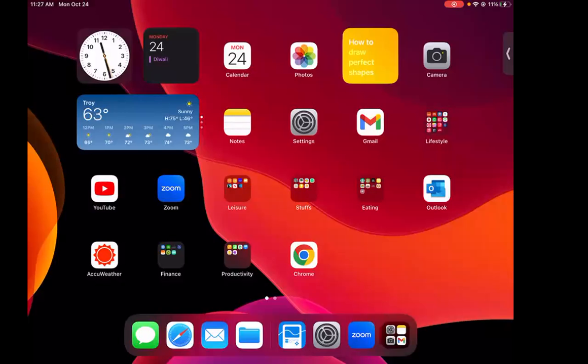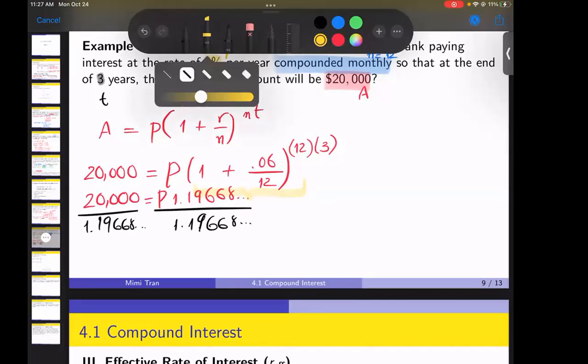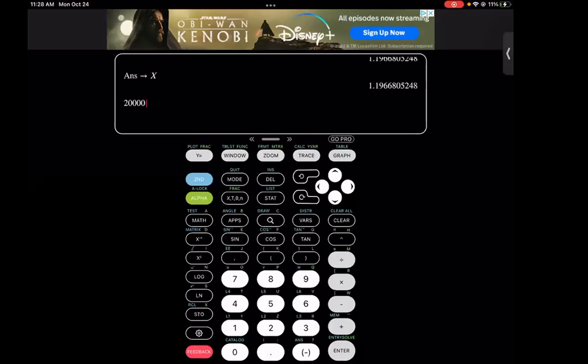I'll just write down here, 20,000 equals 1.19668 something, times P here, right? Divide both sides by 1.19668 something. On the right hand side, that cancels, right? On the left hand side, you take 20,000 divided by X is $16,712. How many cents? Nearest.